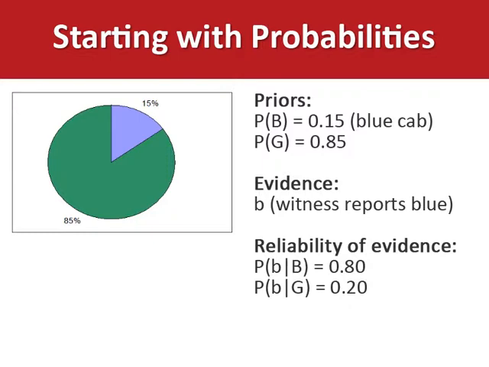Now, this blue cab, green cab problem is famous precisely because people get it wrong all the time. Now, the way to come at this formally is to write down what we know. So for example, we have what are called some prior probability estimates. These are the base rate frequencies of taxi cabs in this town. 15% are blue, 85% are green.